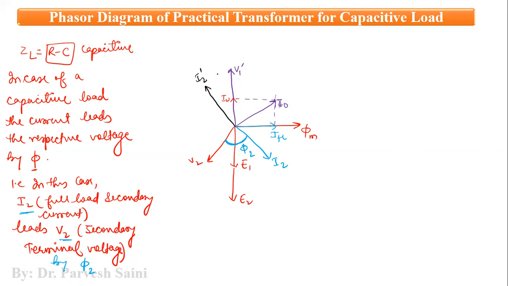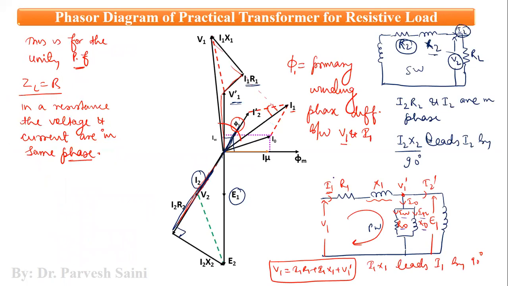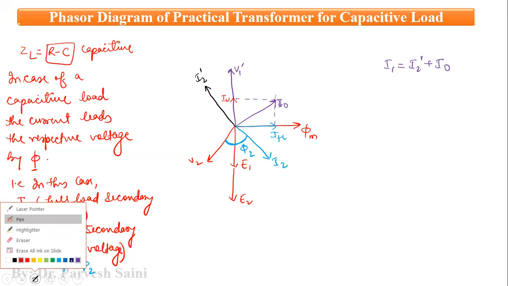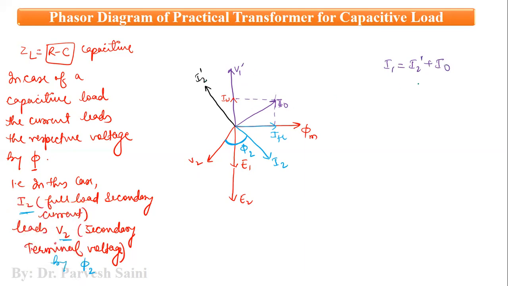Now, the resultant of I2 dash. If you see the primary side, I1 is basically I2 dash plus I naught. So that means the resultant of I2 dash and I naught is I1. So, let us draw I1. Somewhere here it will be drawn. So let us draw it. So this is I1, right?